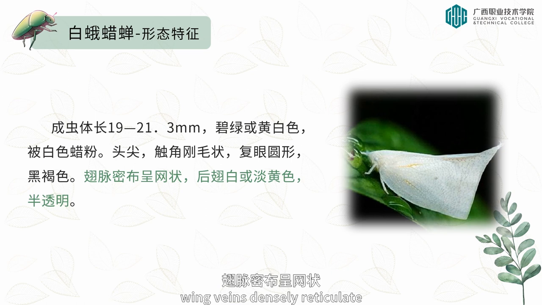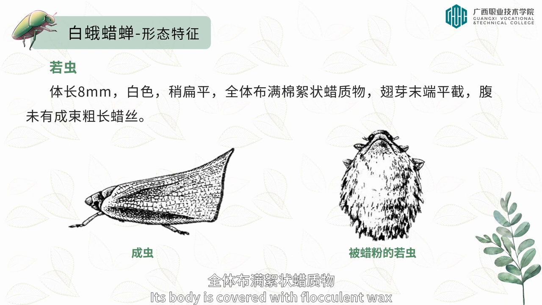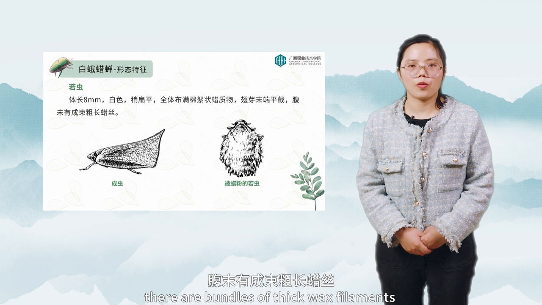White wax cicada nymph length 8 millimeters. White, slightly flattened. Its body is covered with flocculent wax. The end of the wing bud is cut flat. There are bundles of thick wax filaments at the end of the abdomen.